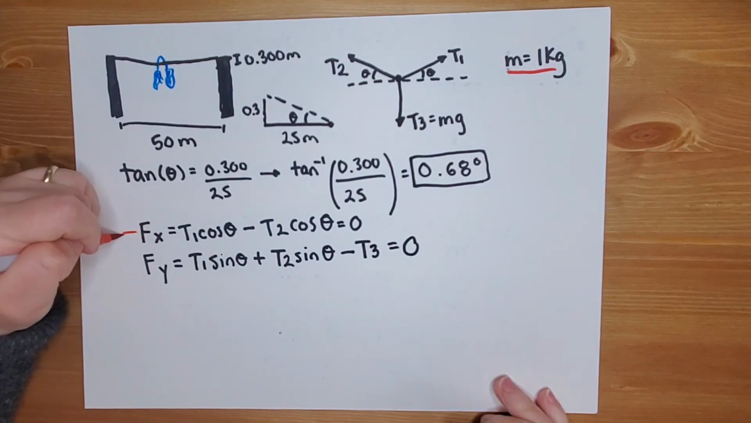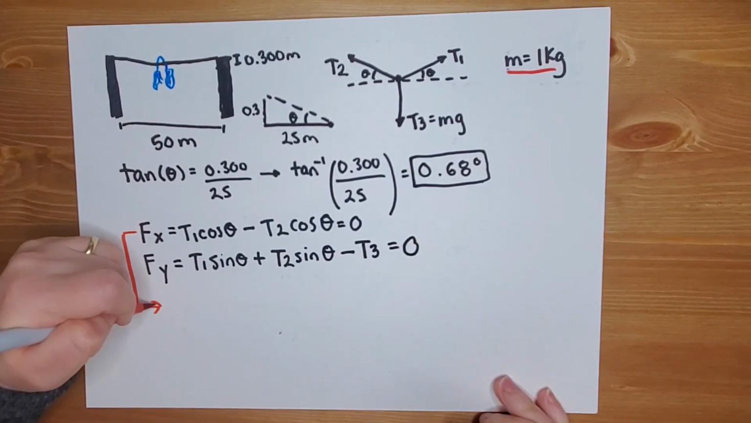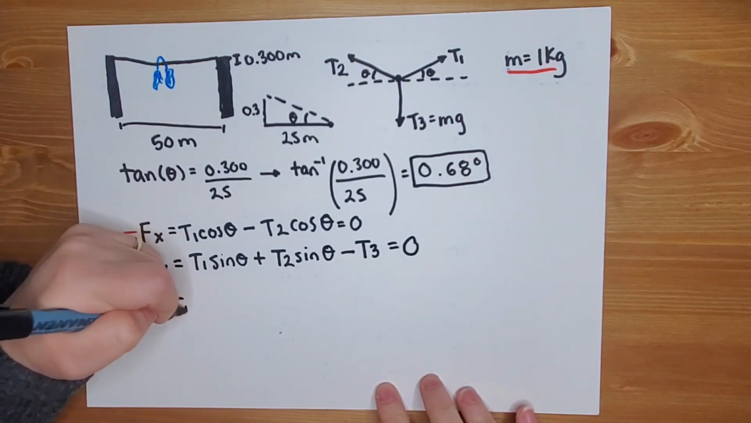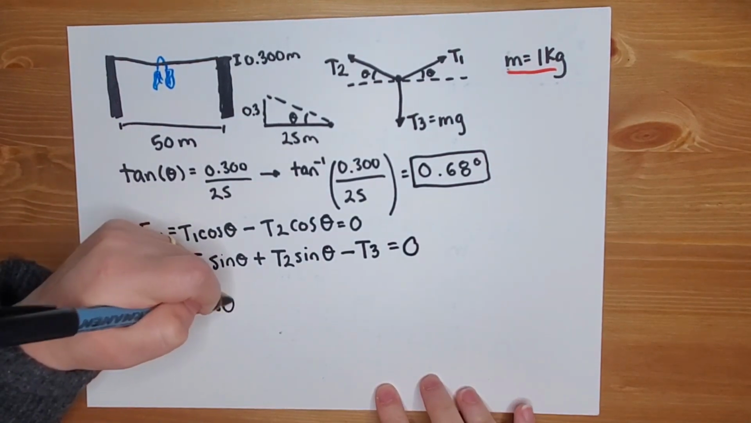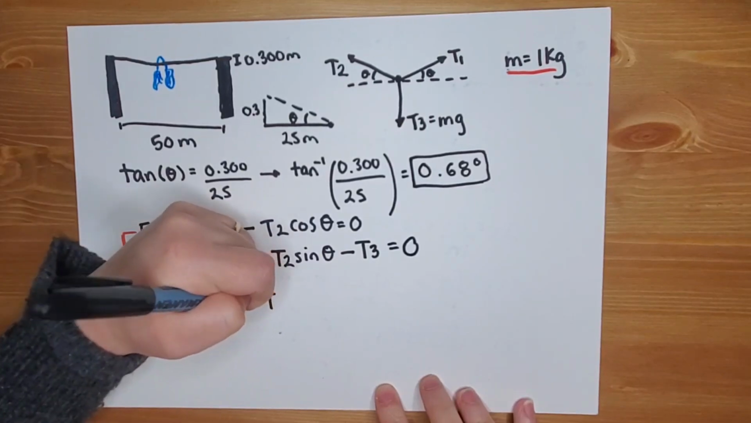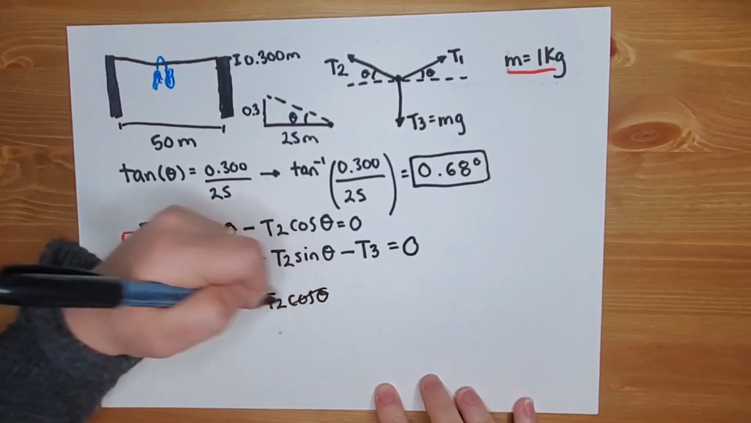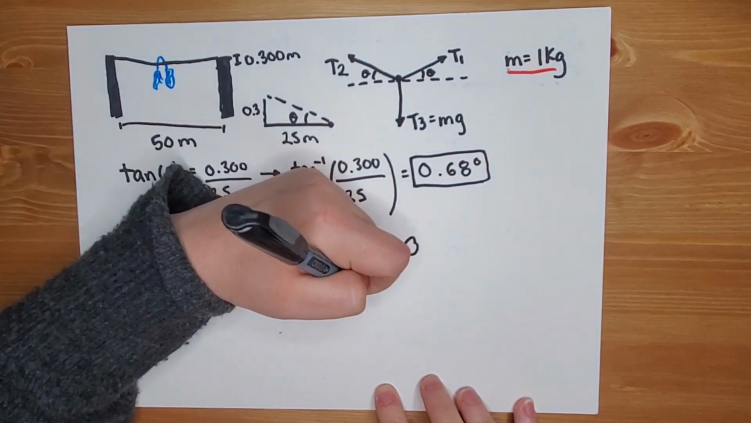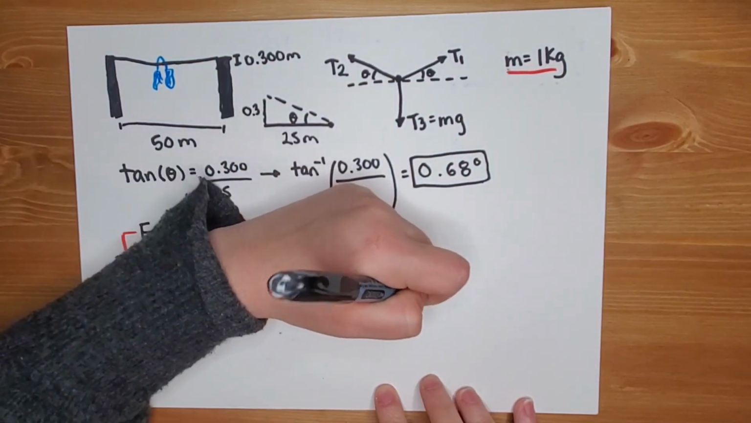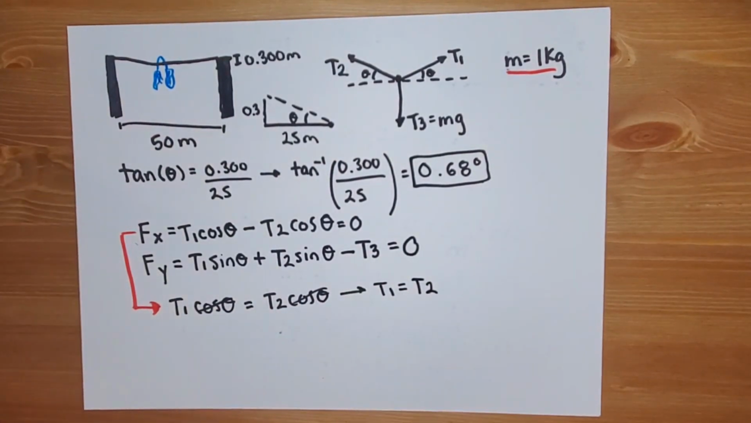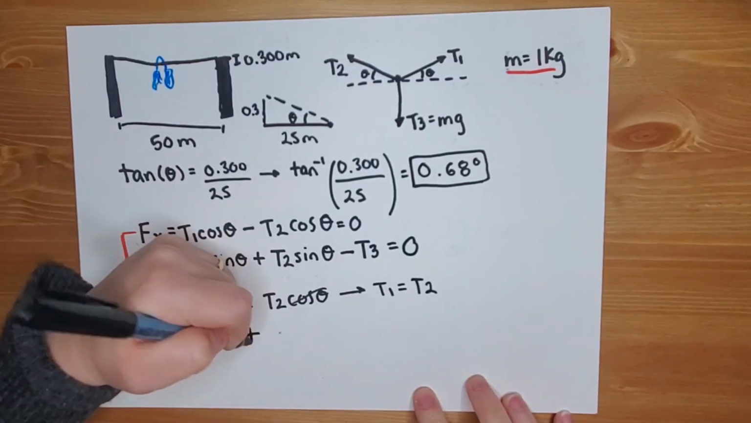From our first equation for the horizontal force, we can see that T1 equals T2. Remember, we know theta is the same on both sides, so T1 cosine theta equals T2 cosine theta. We can delete the cosines and we get T1 equals T2. So now we can substitute T2 for T1 in the second equation to solve for tension 1, which we know now is the same as tension 2.